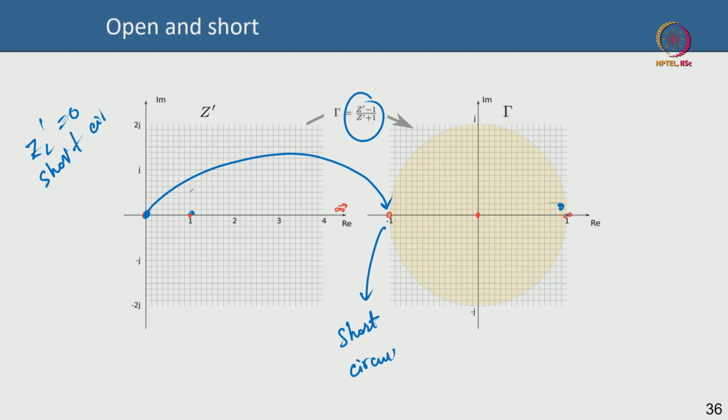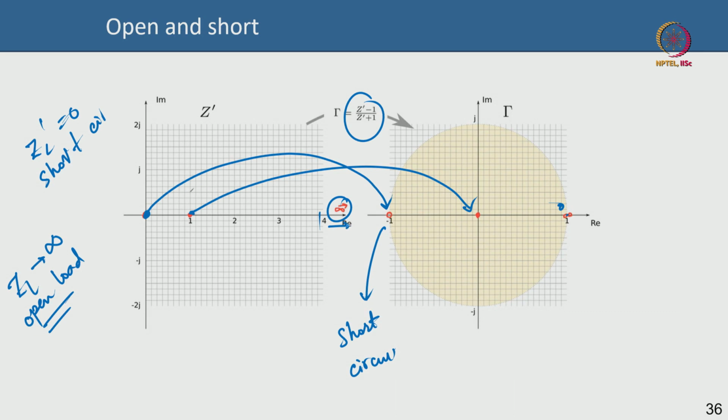Okay, I already said that this point is this, correct. Similarly, if ZL dash is infinitely large, which means it is an open load. An open load has an infinitely high resistance, right. Infinity is not 4, it is like the end of the real axis. I cannot plot it, it is an infinite number. If this is infinity, then Z dash minus 1 divided by Z dash plus 1 becomes equal to 1. This is the 1 point.